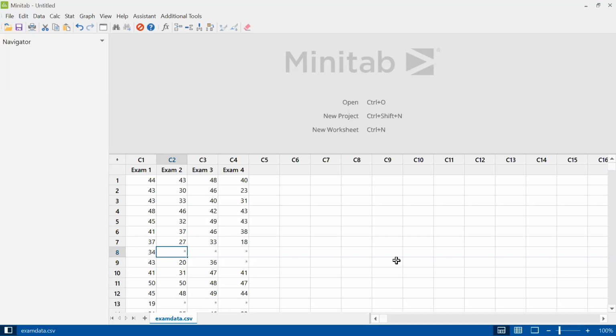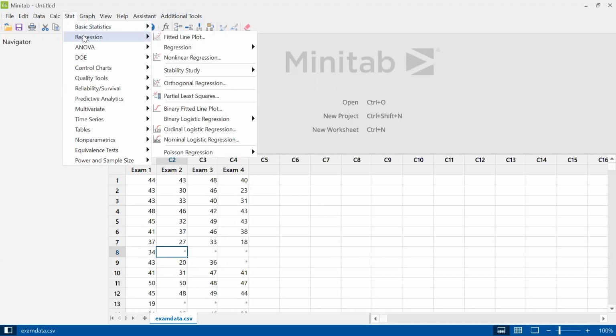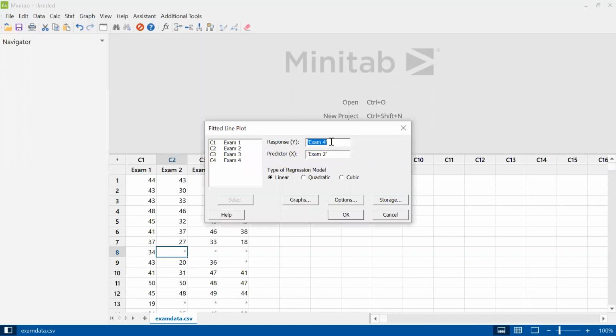So how do we run the linear regression test? Well, we go Stat and then Regression. There's lots of types of regression. We are going to do Fitted Line Plot, because we're going to plot all the points and find a line which most closely fits with the dots. Okay, so here's exam 1 to exam 4.